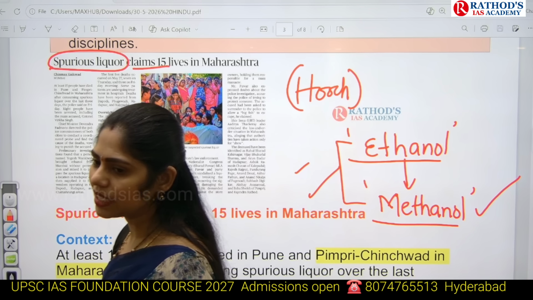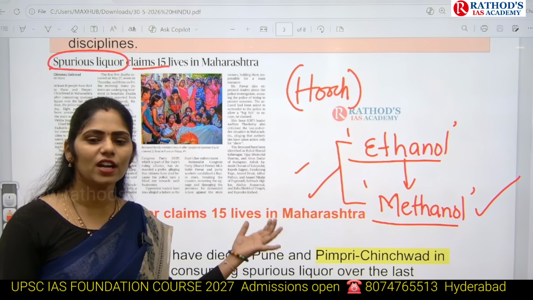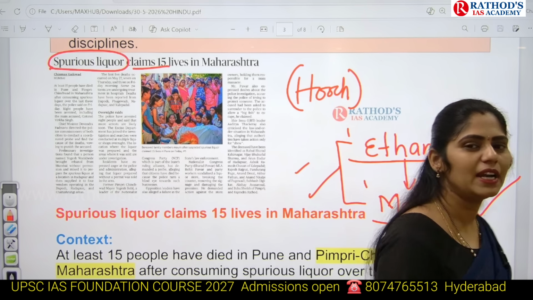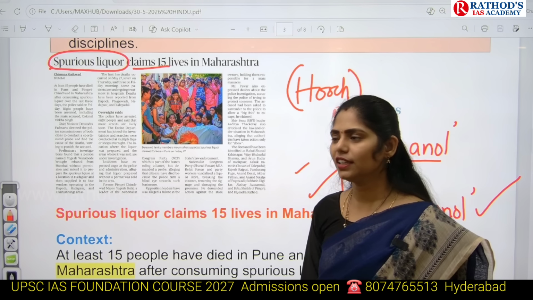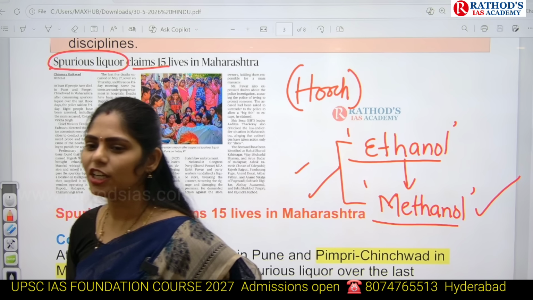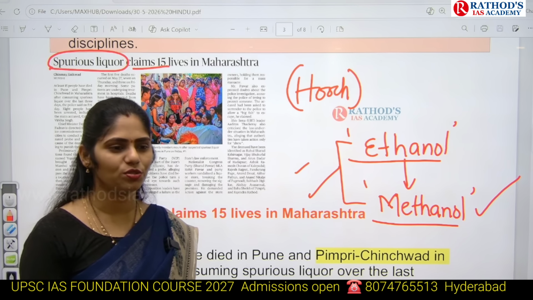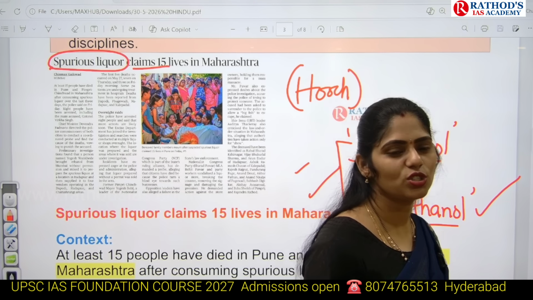Because after becoming a district collector, it is your responsibility to control this kind of deaths also. And you may get even an ethics based case study from this area. You are a district collector. In your district, around 50 people died because of consumption of spurious liquor. And you are getting pressure from politicians, pressure from higher authorities to control this kind of situation. So what are the options available to you? What is your action? Or what are the ethical dilemmas involved in that case? Like that you may get a case study in your ethics.